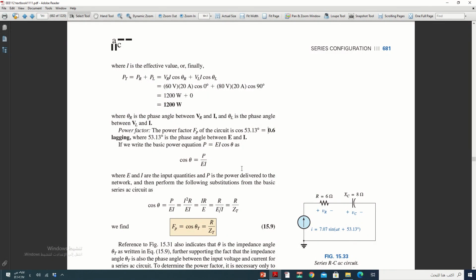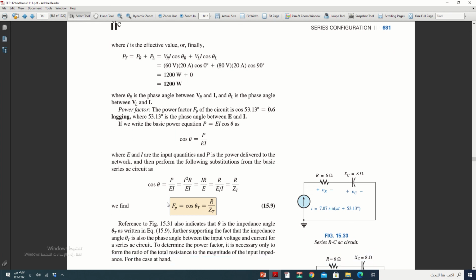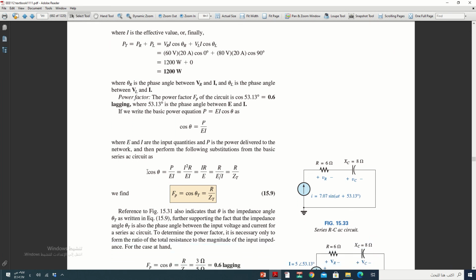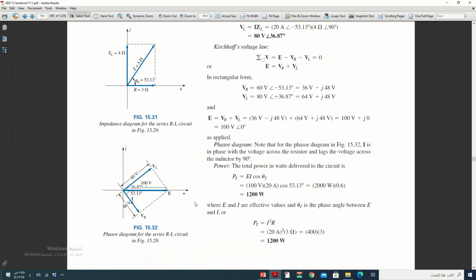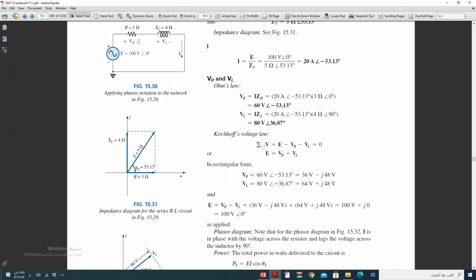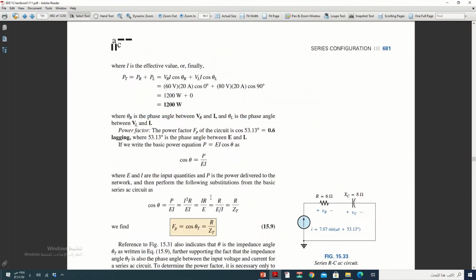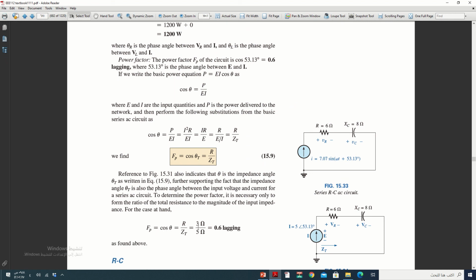Another form of power factor, we can derive it by this. You will end with cosine theta equal R over Z total. R in our example here was 3 and Z total was 5. This means 3 divided by 5, you will get the same 0.6. By any method you find the power factor or the power, it will be considered a correct answer.